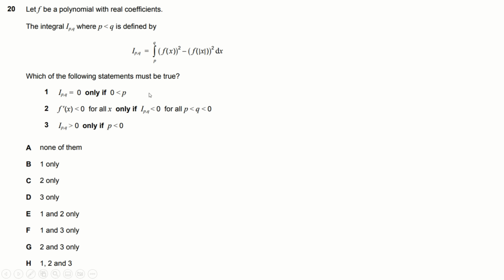Good. Question 20. So we have this very complicated looking integral, I guess. Which of the following must be true? So the integral is 0 only if p is greater than 0. So let's find an example where the integral is 0 even though p is not bigger than 0.